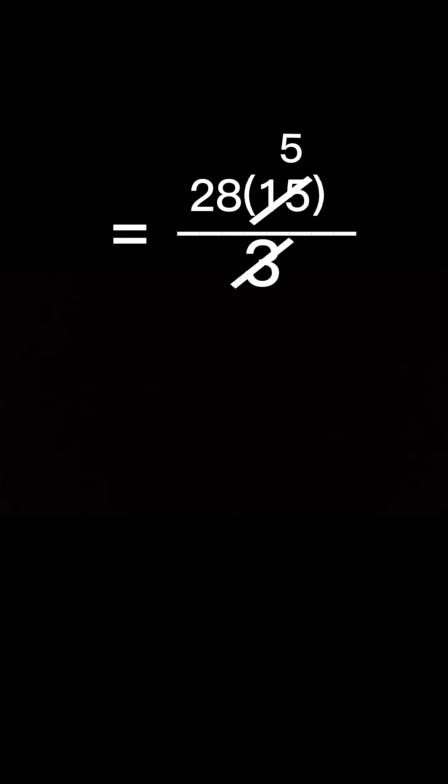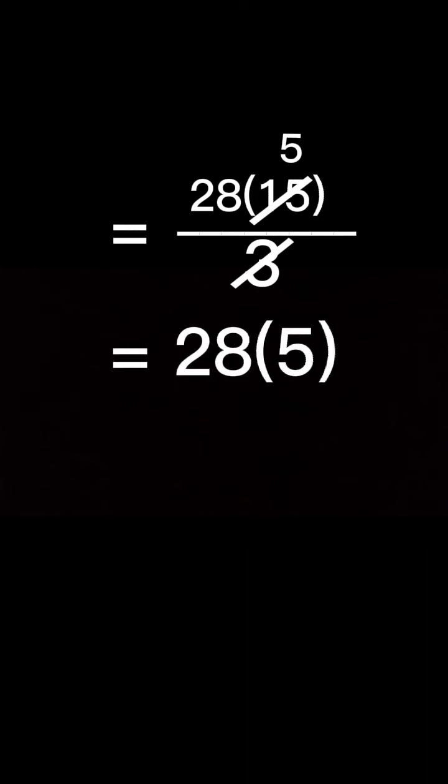7 multiplied by 4 is 28. 14 plus 1 equals 15. 15 and 3 have a common factor, which is 3. 15 divided by 3 is 5. 28 multiplied by 5 is equal to 140. Therefore, the value of the summation is 140.